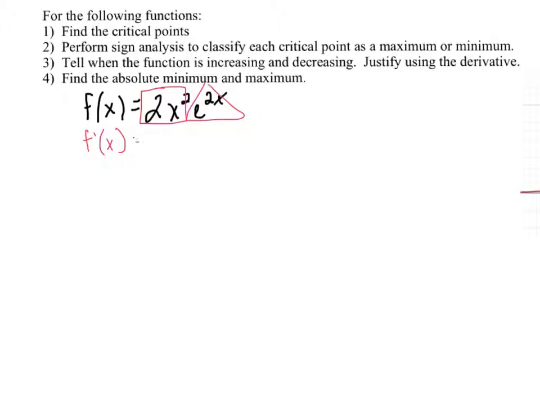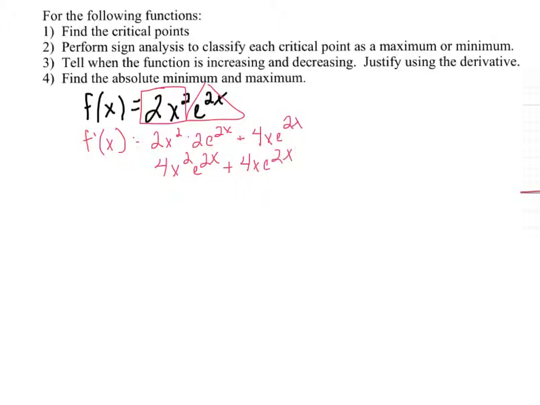So we're going to have first multiplied by derivative of the second plus the second multiplied by derivative of the first. Okay, I could clean this up a little bit as 4x squared e to the 2x plus 4x e to the 2x.